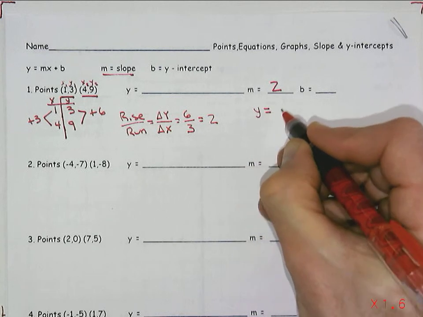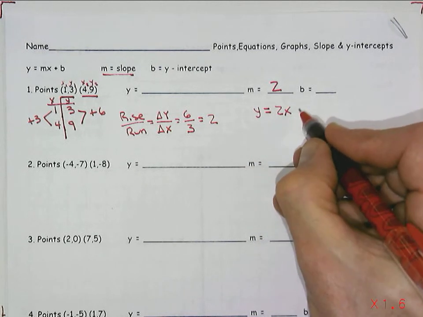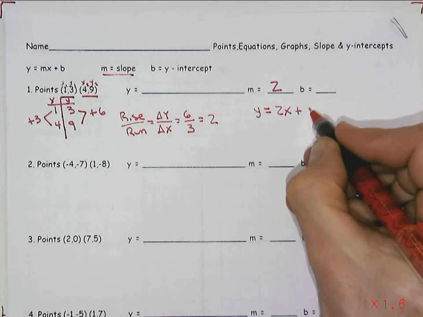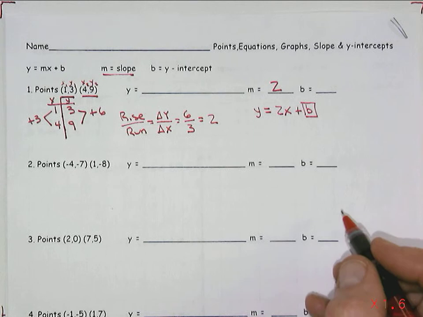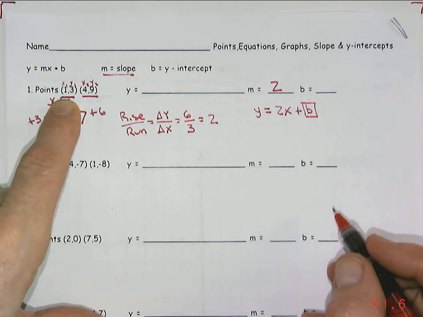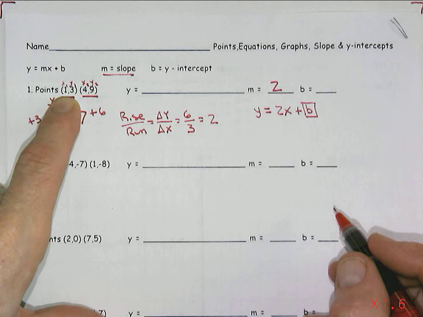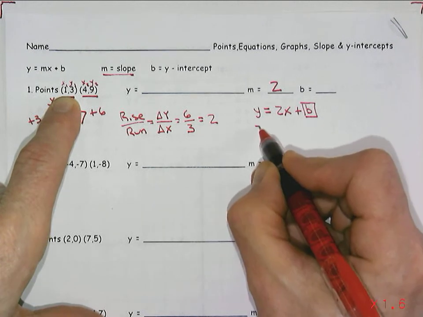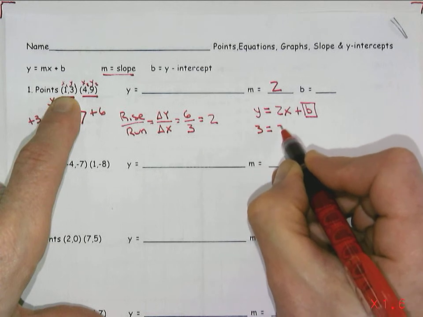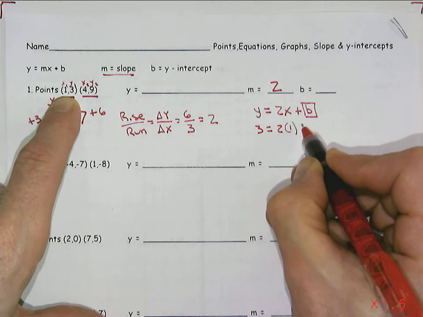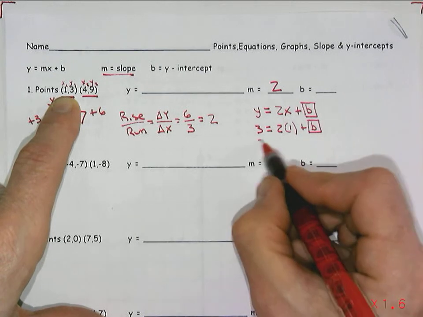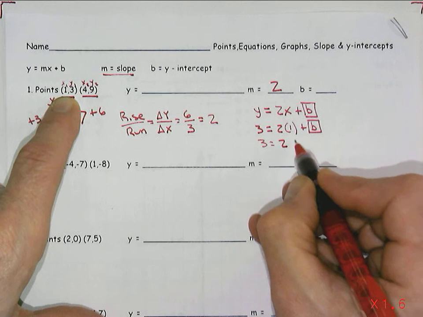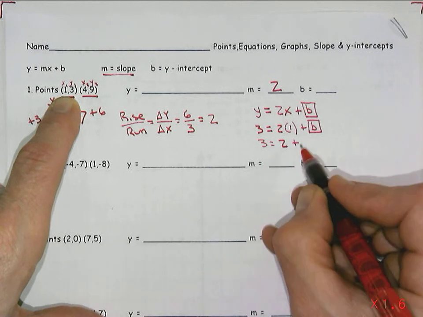We know the equation is y equals 2x plus something. But b is the something we don't know right now. But we do know two values of x and y. We know that when x is 1, y is 3. So I could actually put that in. 3 equals 2 times 1 plus whatever b is. Or 3 equals 2 plus, and it should be kind of obvious what b is at this point.